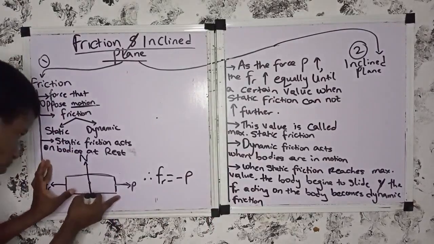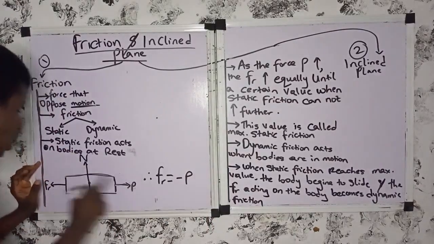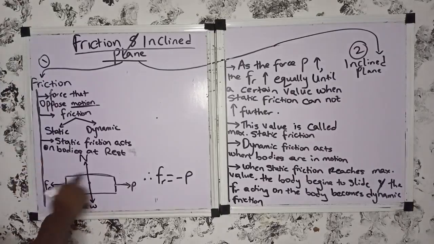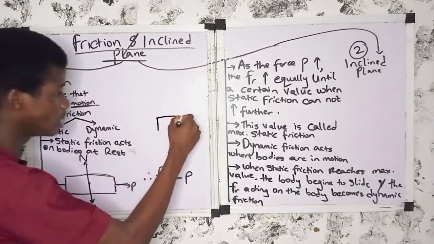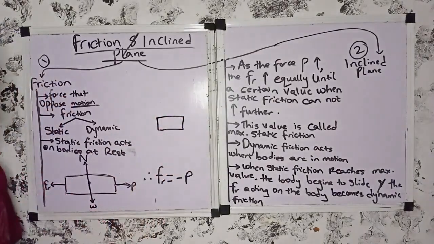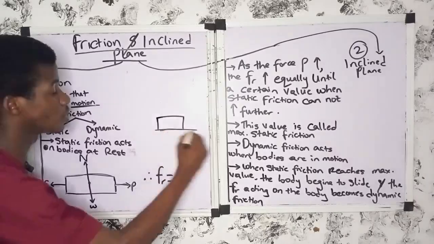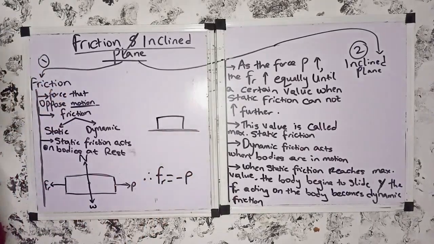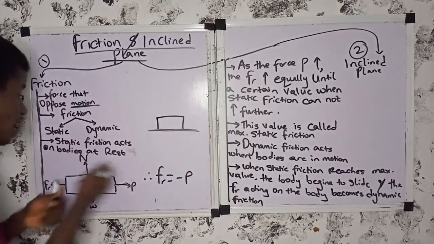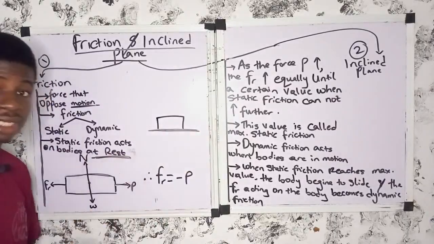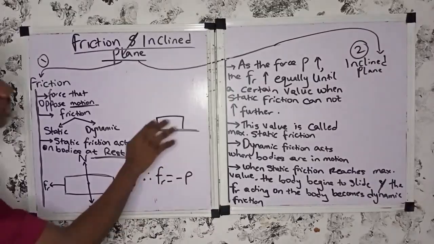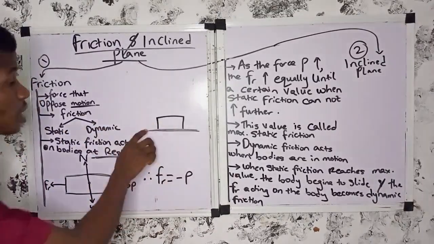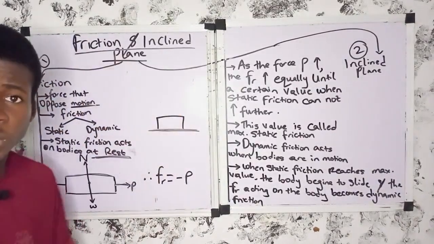Now let's take a good example. Let's take a good look at this diagram. This is a body, let's say a block resting on a surface. This is a stationary body. Remember, static friction usually acts on bodies that are at rest. So this is a stationary body resting on a surface.